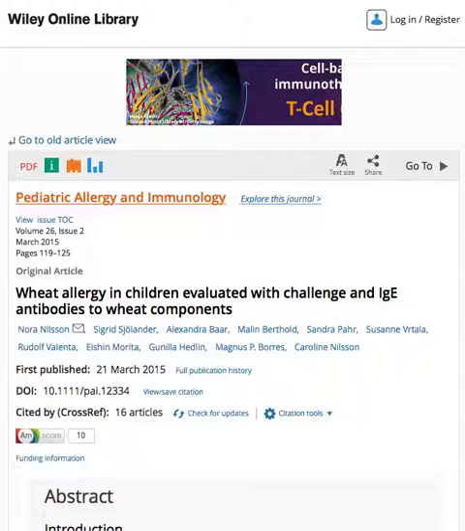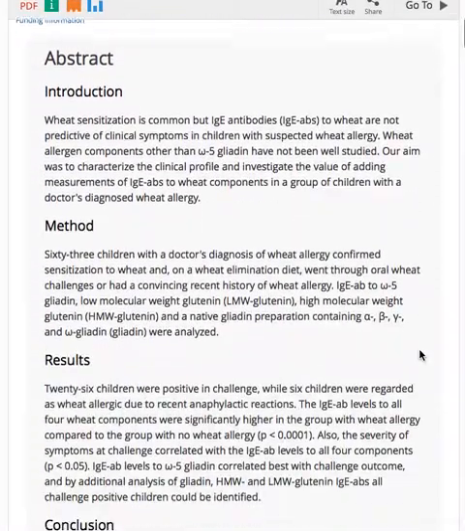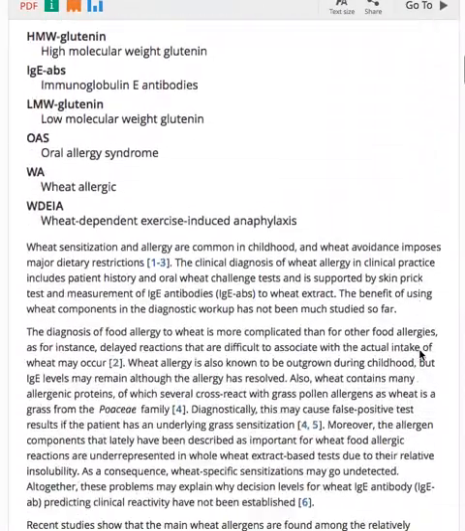So they went more in depth with wheat components and tested it with the immunoglobulin E antibodies in order to see if there was a difference in the more defined wheat components versus the broader wheat oral challenge. And a lot of this I'm going to scroll through quickly.